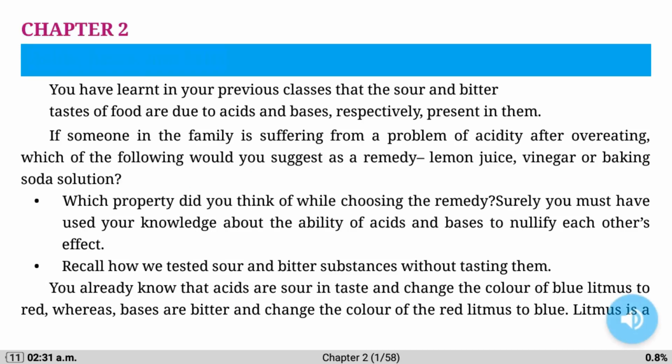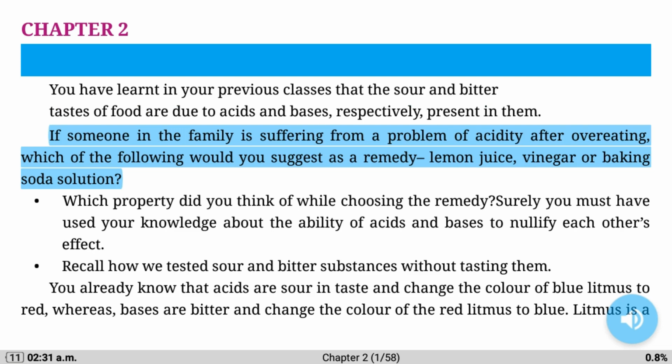Chapter 2: Acids, Bases, and Salts. You have learnt in your previous classes that the sour and bitter tastes of food are due to acids and bases, respectively, present in them. If someone in the family is suffering from a problem of acidity after overeating, which of the following would you suggest as a remedy? Lemon juice, vinegar, or baking soda solution?